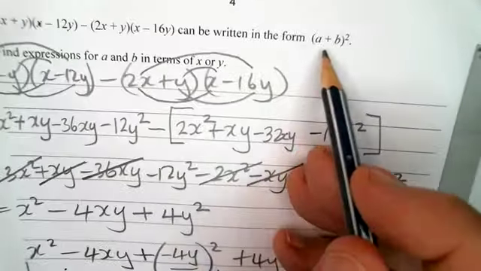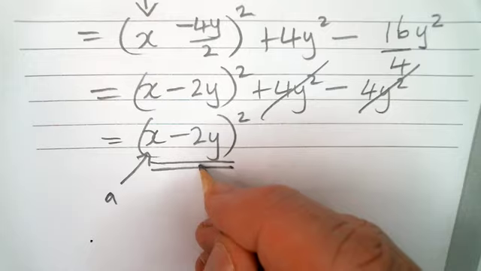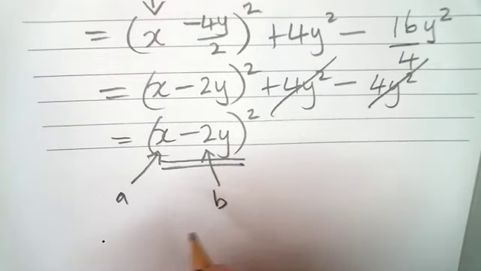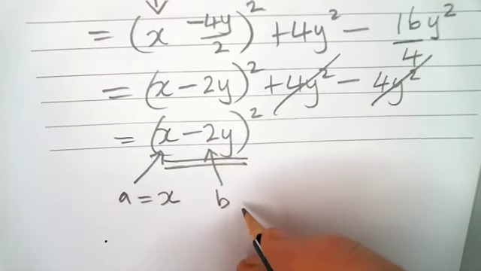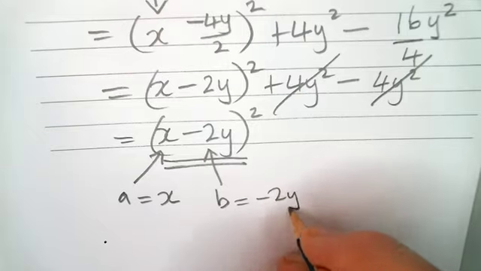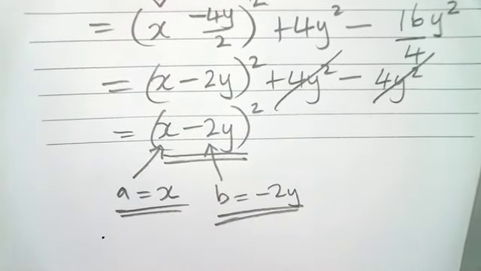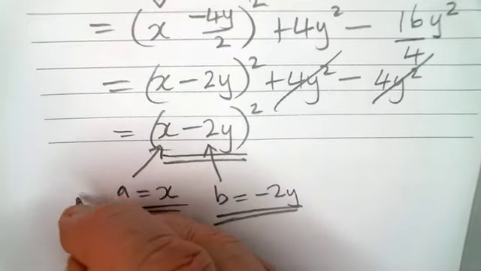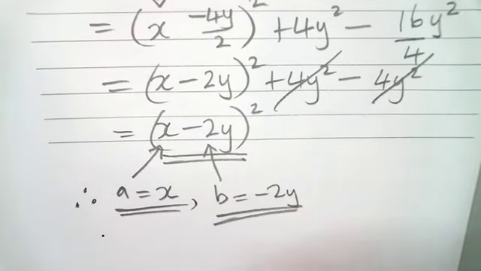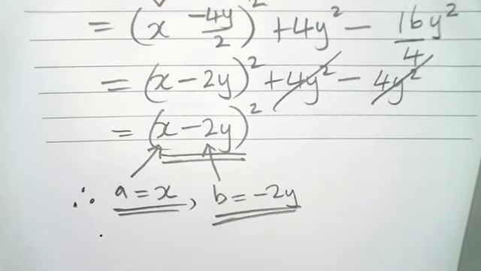So we've got an a plus b, so this therefore would be my a value, and this here would be my b value. So a therefore is going to equal x, and b is equal to negative 2y. So that would be the answer, and hopefully, I'll put therefore, I'll put a comma in there, and that should be what they're looking for. Hope that makes sense.